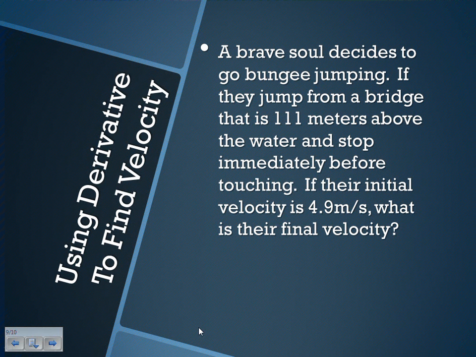Oops. That "if" should not be at the beginning. I switched that. I forgot to fix it. If their initial velocity is 4.9 meters per second, so that would be she jumps up off the bridge. We're saying her leap was initially 4.9 meters per second, and I just kind of took a guess at that to make the math work out a little easier. But that's what we're going with. You would have to know that as well. We're going to find out what is their final velocity. So we're actually going to be able to calculate how fast she goes.